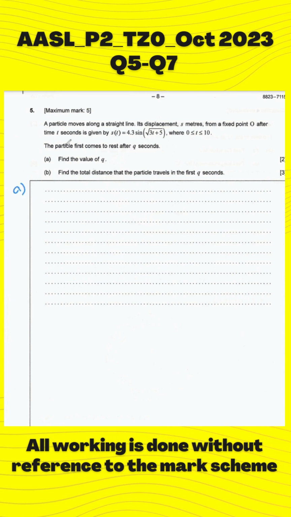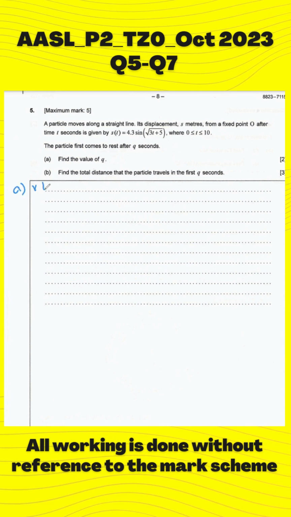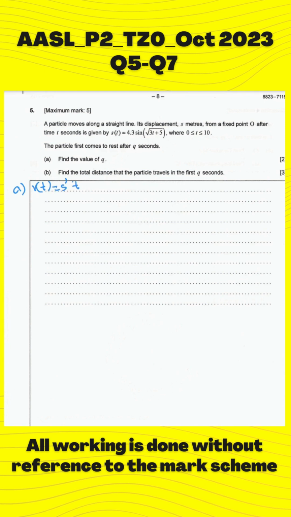The first thing we need to do to find the velocity, which is the first derivative of the displacement. This will be 4.3 times the cos of square root of 3t plus 5, times 1/2 of (3t plus 5) to the power negative 1/2, and times 3. Simplify, we will have 6.45 times the cos of square root of 3t plus 5, over the square root of 3t plus 5.